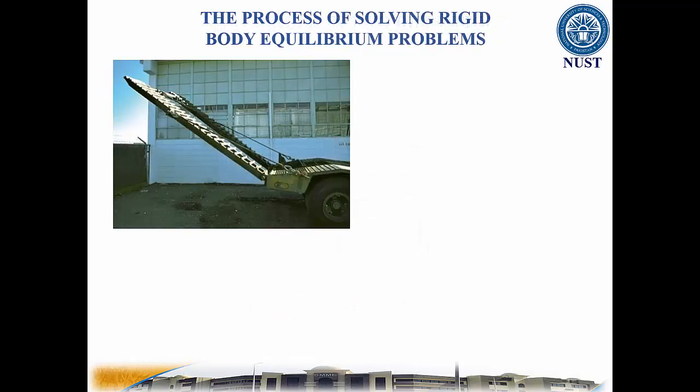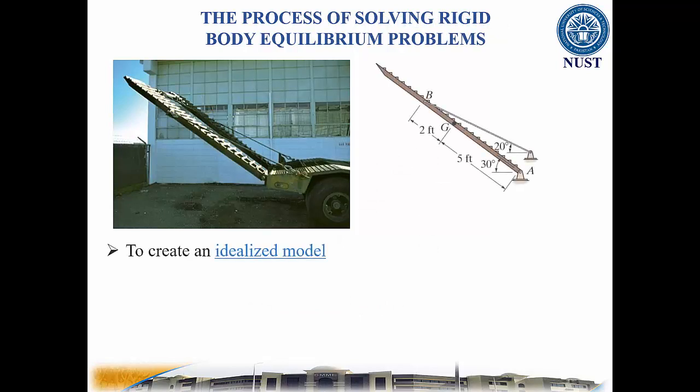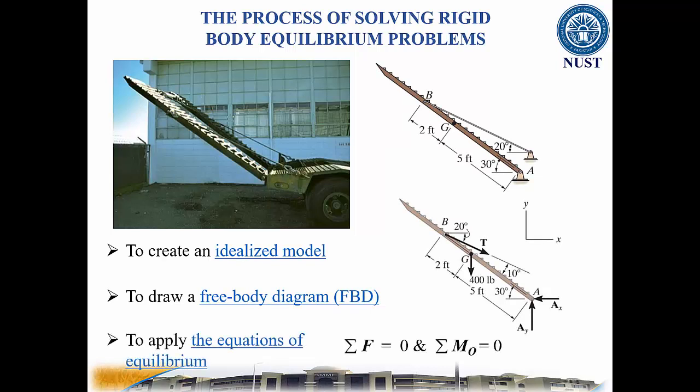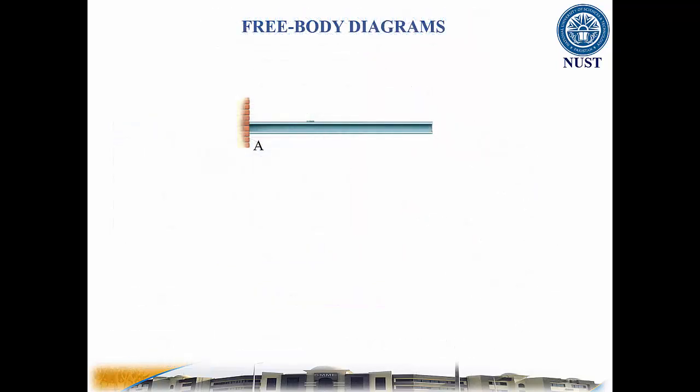For analyzing an actual physical system, first we need to create an idealized model. Then we need to draw a free body diagram showing all the external forces. Finally, we need to apply the equations of equilibrium to solve for any unknowns. But before presenting a formal procedure on how to draw a free body diagram, we will first consider the various types of reactions that occur at supports and points of contact between bodies subjected to a coplanar force system.